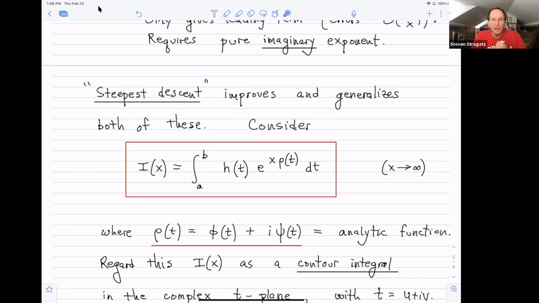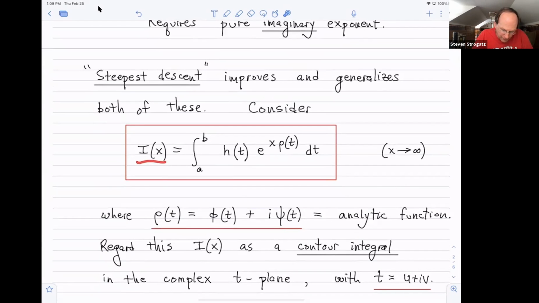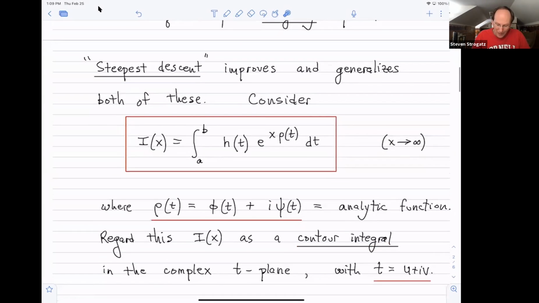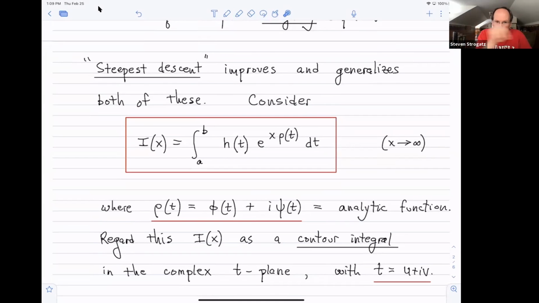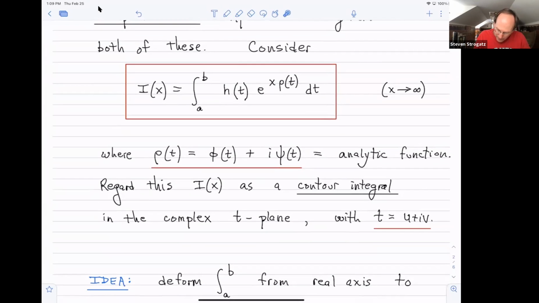And so once we do that, we're opening the door to all the methods of complex variables and complex integration. We're going to think of this I of x as really being a contour integral in the complex t plane, rather than, up till now, thinking of t as just living on the real axis. At the moment, that's where the integral is taking place. But we are going to be able to deform that contour off the real axis and hopefully evaluate the integral more easily by doing that. So this variable t is now thought of as a complex variable, u plus iv.